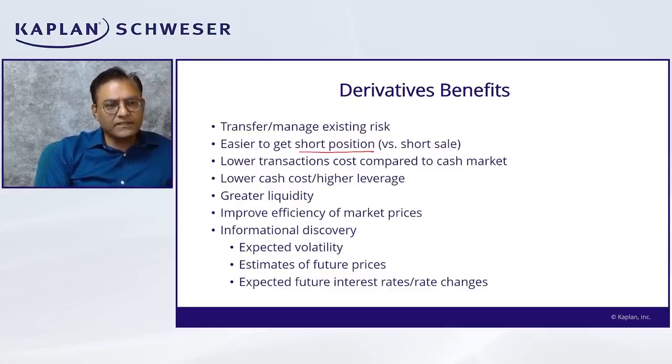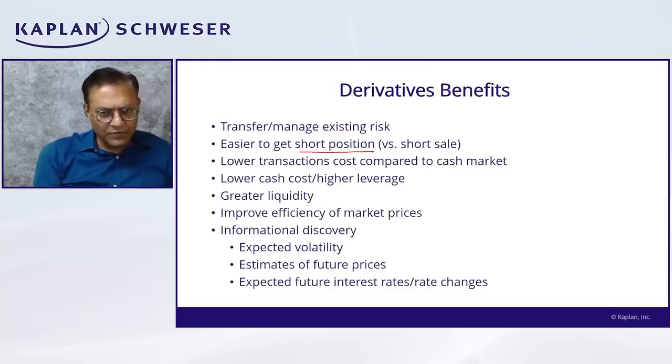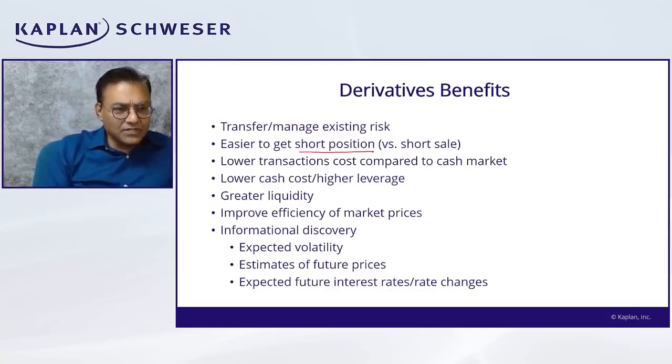The third benefit is lower transaction cost. Because of the contract size and the efficiency in the market, the transaction cost in the derivatives market tends to be lower compared to trying to get the same exposure in the spot market, or the market for the underlying. Lower cash cost basically allows you to take a lot of leverage. Think of a call option: a very small amount to get the exposure to the stock. A very small amount is the premium relative to the price of the underlying stock.